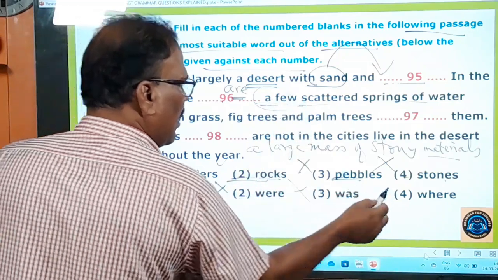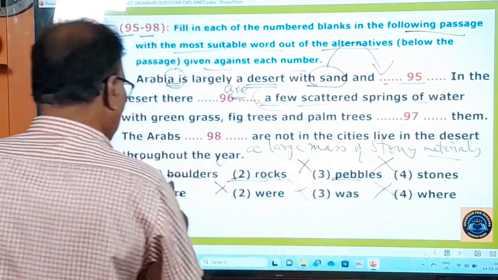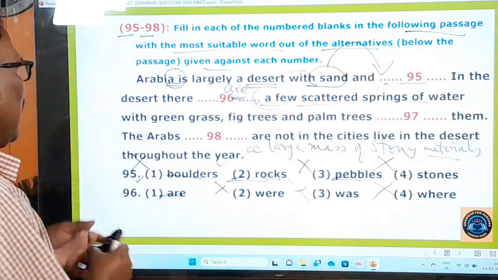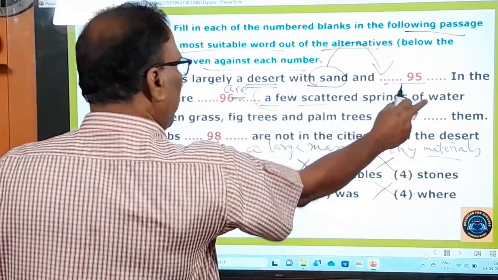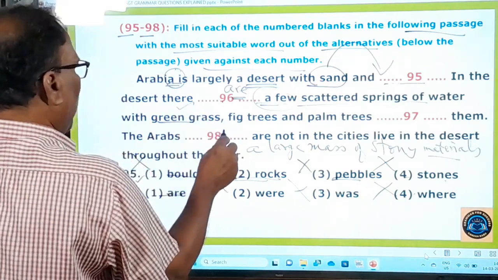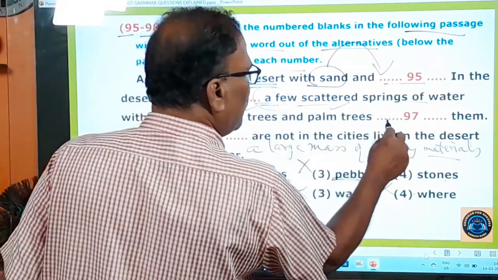So "was" you cannot say. "Where" you cannot say. Okay, the second one, third one, and fourth one are wrong. Only the first one is the right one. There are a few scattered springs of water, and they are filled with green grass. Okay, fig trees, palm trees, dash them.